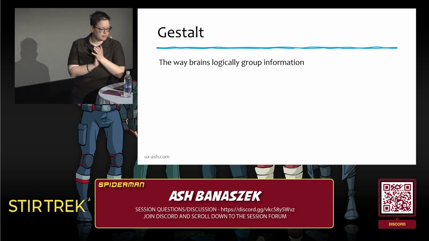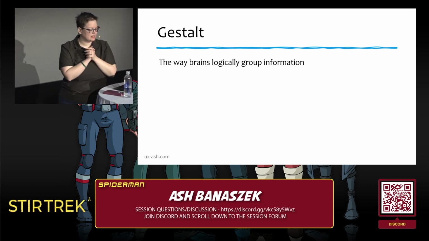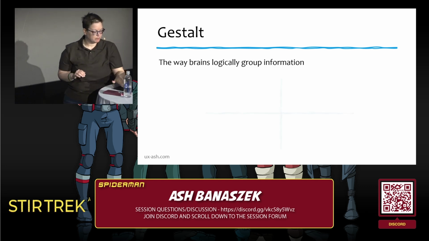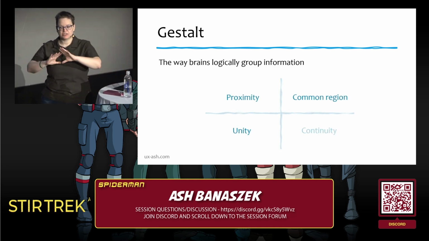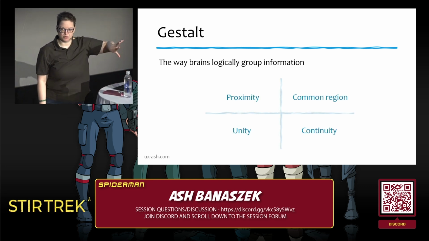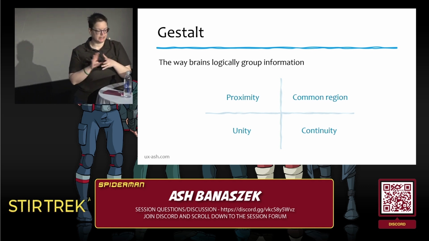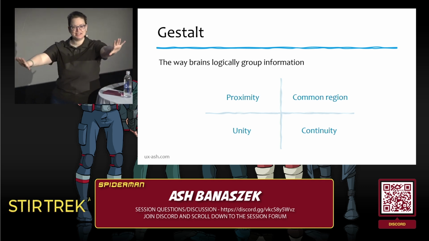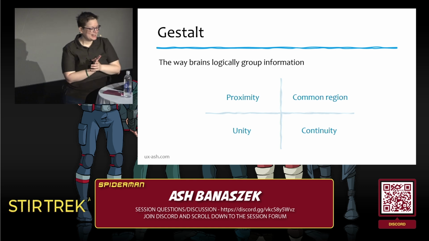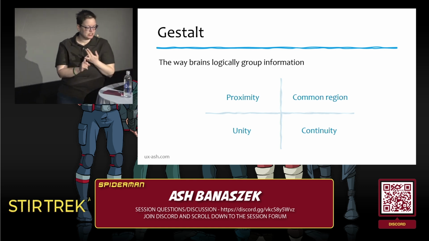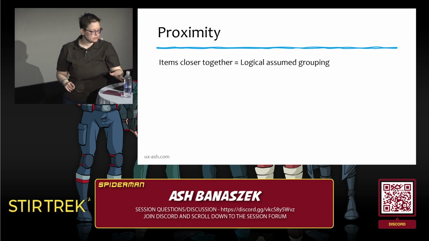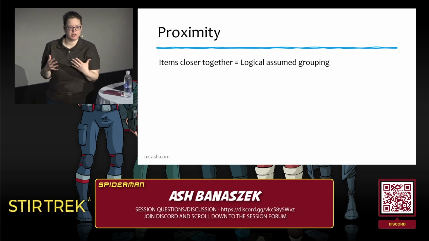Then we're going to talk about Gestalt. It's how our brains logically group information. So we group it by 4 main things. There's actually more principles of Gestalt, but these are my 4 main. The other ones I think get a little bit pedantic, but they're still good. Sorry, visual designers, don't hate me. Proximity, common region, unity, and continuity. So proximity is just how close we are together, right?